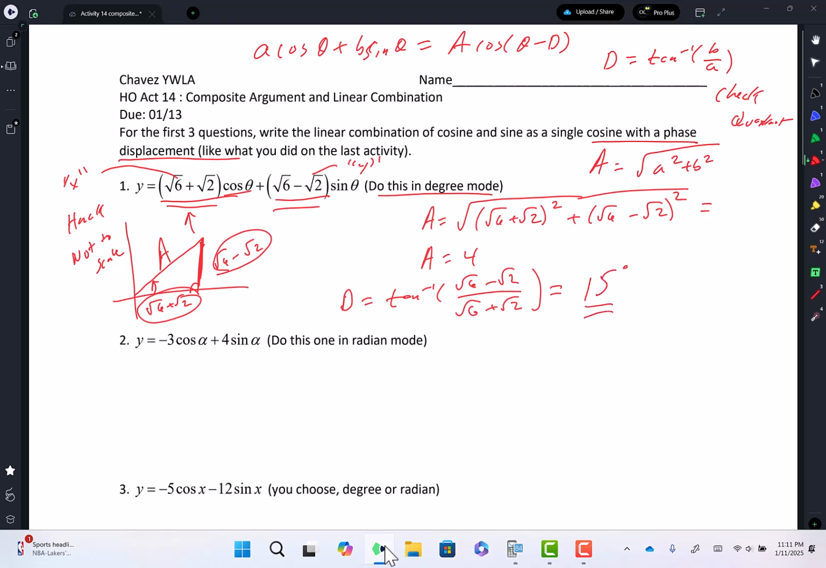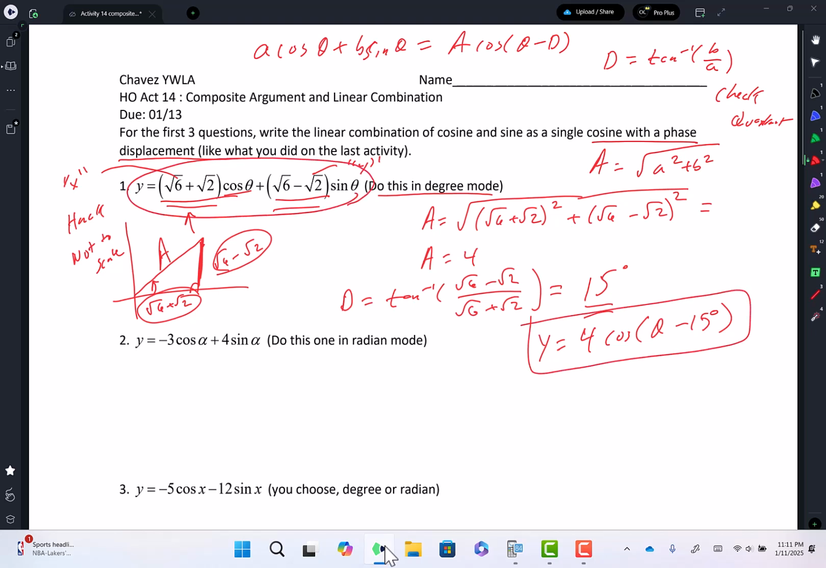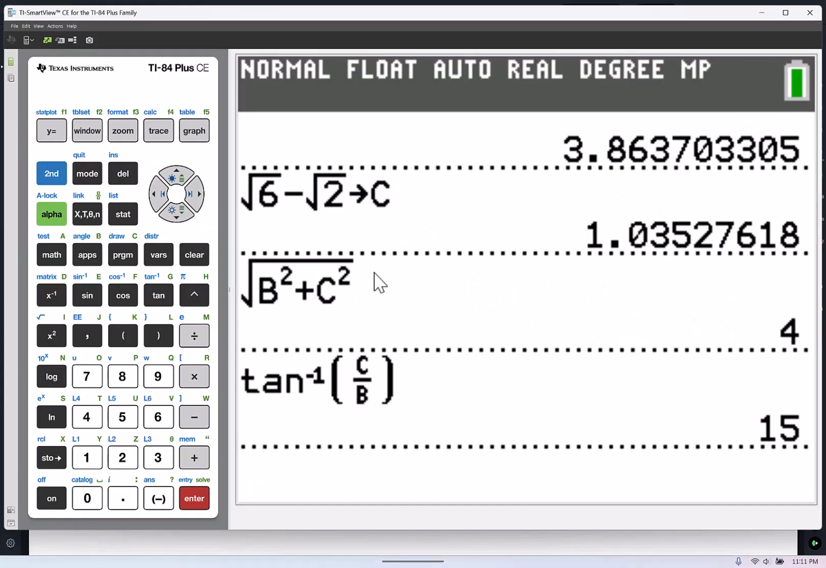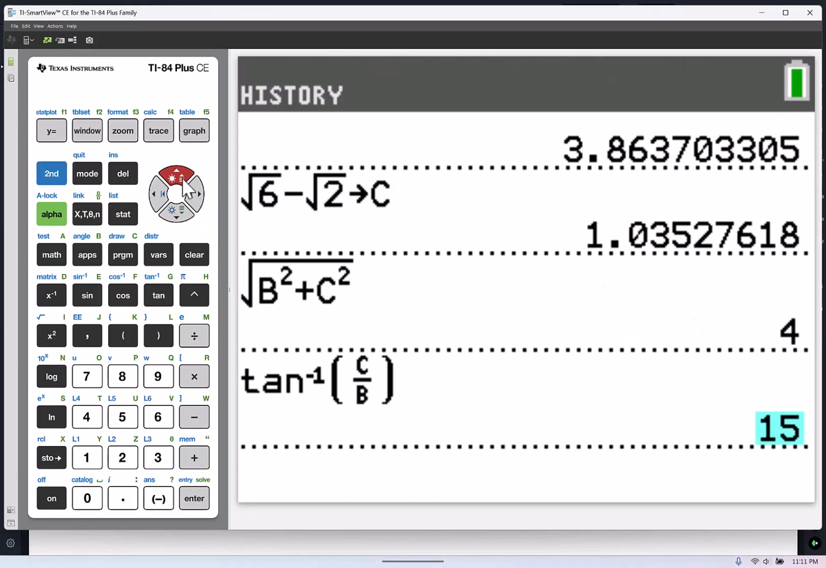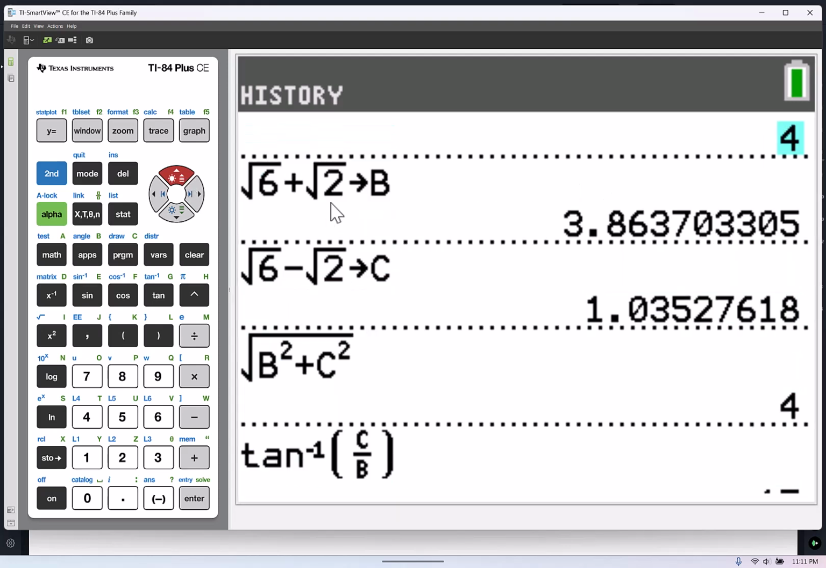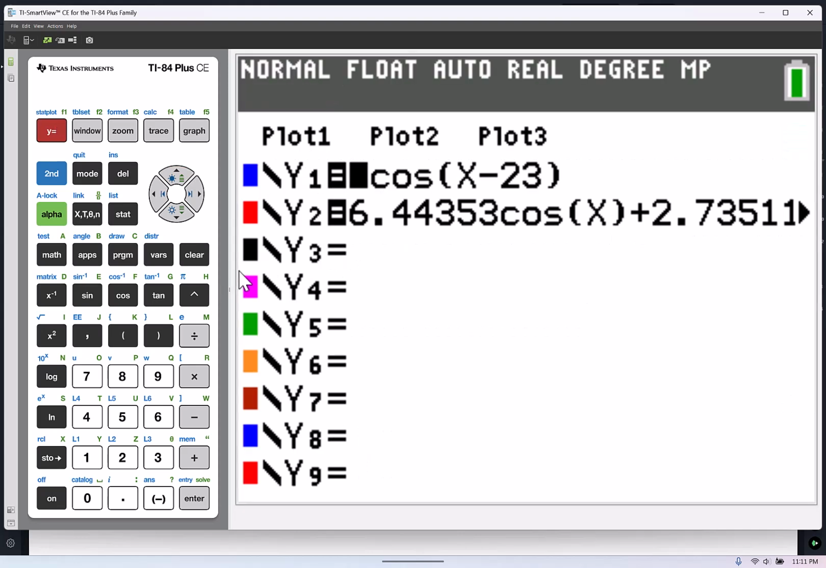So this equation is just going to be y equals, let's see, where's my amplitude? 4 cosine of (theta minus 15 degrees). And it is equivalent to this. So watch. Now remember, in my calculator I already have B and C. Let me scroll up. B is square root of 6 plus square root of 2, and C is square root of 6 minus square root of 2. So check it out. I'm going to go here.